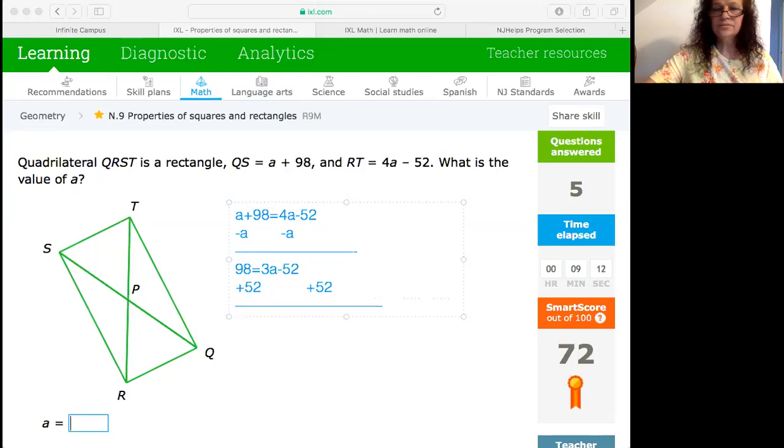So when you add these two numbers together, you get 150 equals 3A. Okay.